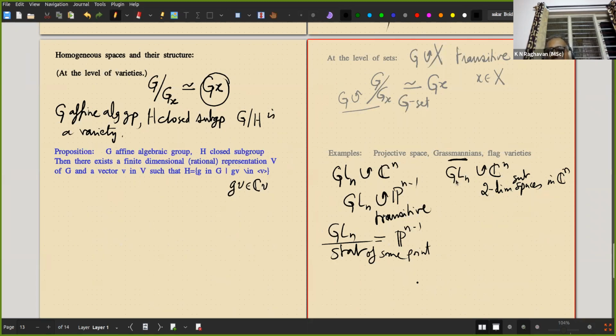Again, with the GLN action, in pretty much the same way that you can make this into a projective variety, this is actually projective space. This has the natural structure of a variety, and the GLN action is transitive. So this Grassmannian here is GLN modulo a suitable stabilizer.